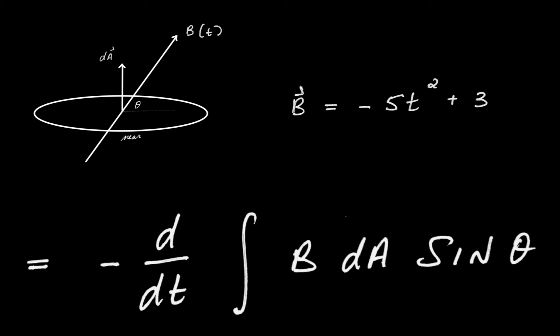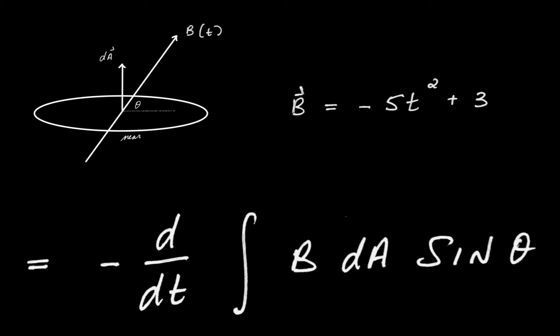So what I'm going to write here inside the integral is B dA times the sine of theta, because that gets me the component of the magnetic field that is perpendicular to the loop. Right now, as I perform the integral, I'm not concerned about any time dependence at all. I'll perform the integral first. I do not need to plug in that the magnetic field is a function of time because the magnetic field is a constant with respect to the area. It comes out of the integral.